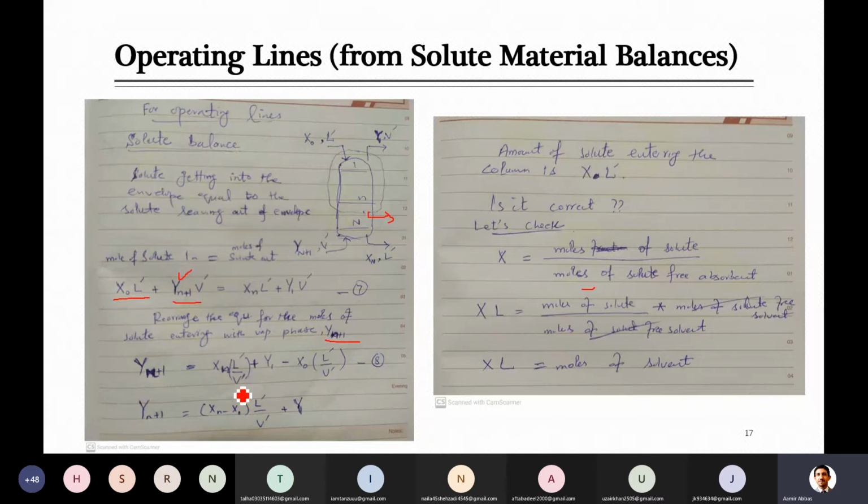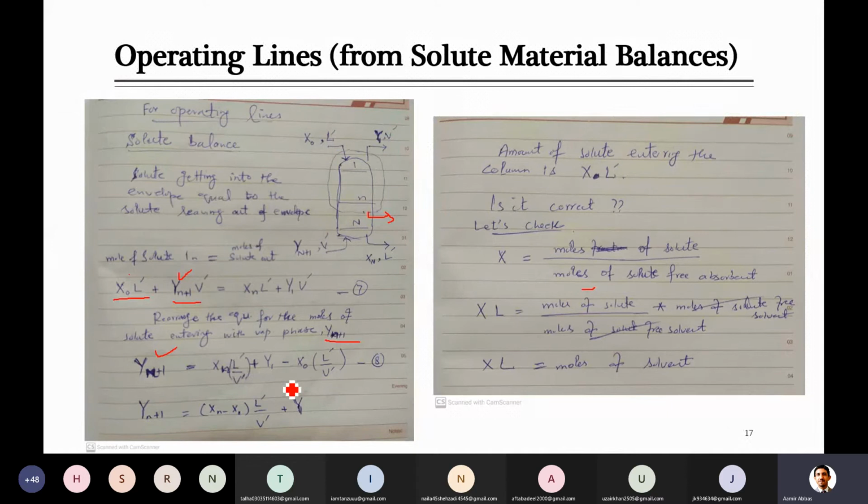So when you divide it and rearrange the equation, you get something like y_{n+1} is equal to x_n, this liquid flow rate divided by V', because we are dividing each term by this, and plus y1 will remain as such, because V' divided by V' cancels out, and this we are just moving to the other side of the equation. So I have written here minus x0 L' over V'. So this is one of the equations which will help you to draw the operating line.